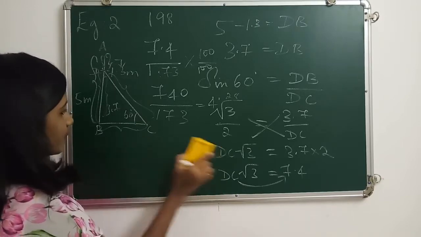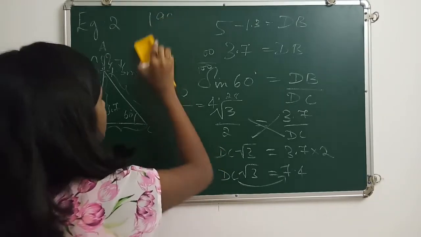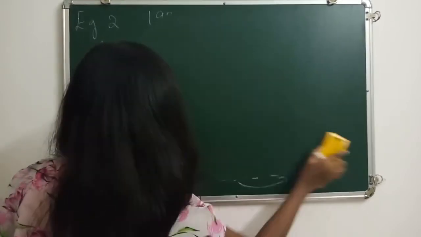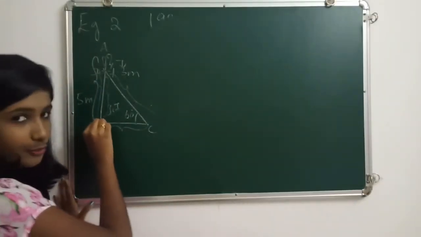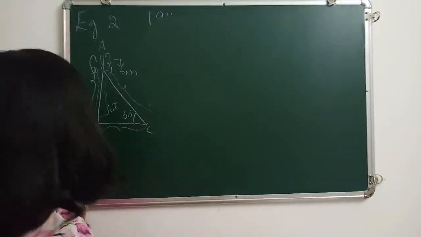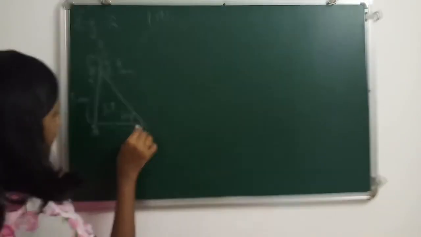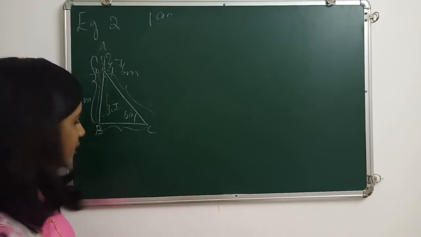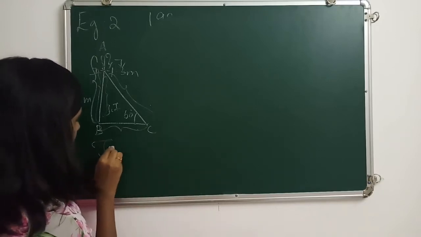Now we have to find the distance between the foot of the pole and the foot of the ladder. Now to find that, we can take cot or tan. We can take tan 60.